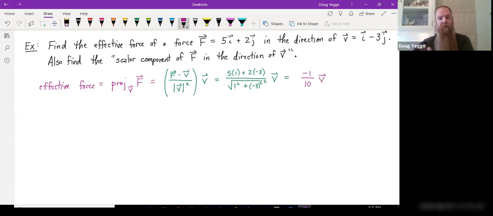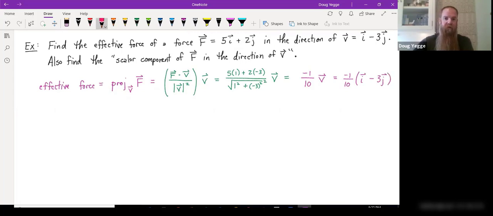So what I'm left with is -1 over 10 times v. Now I want to stop for a second here and just think about what that implies. We're moving in the direction of v. So what is the effective force in the direction of v? Well, it's -1/10 the size of what vector v is. So because it's 1/10 the size, that means it's much smaller than v. And because it's negative, it means it's moving in the opposite direction of v. So that tells us quite a bit here, but it's actually not the final answer yet until we multiply -1/10 times what vector v actually is, which is i minus 3j.